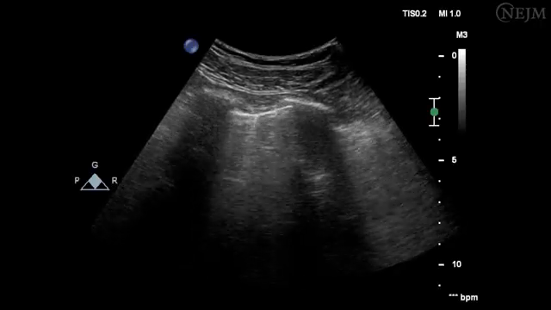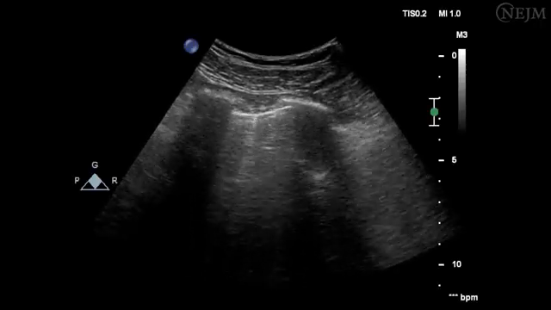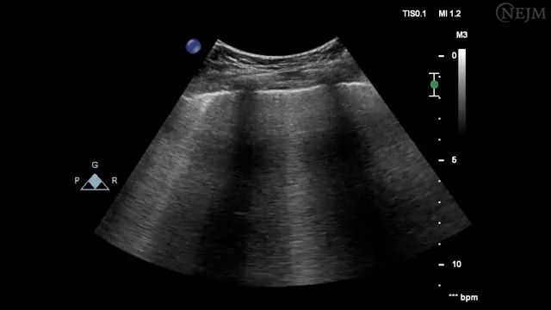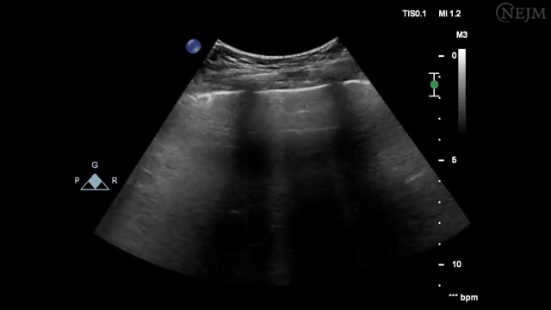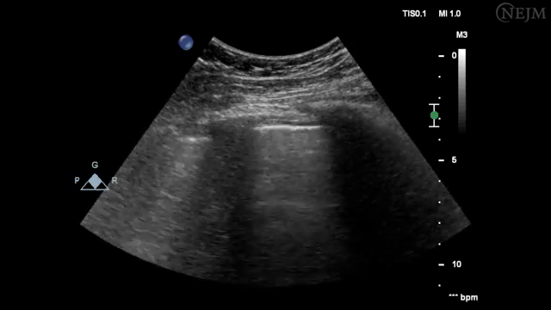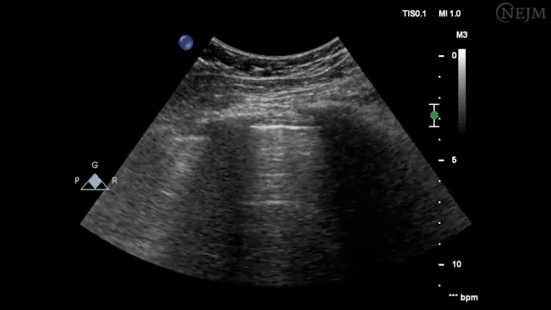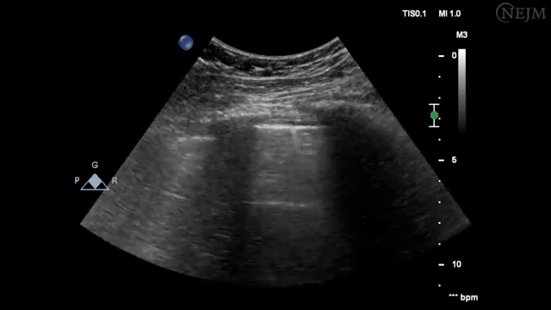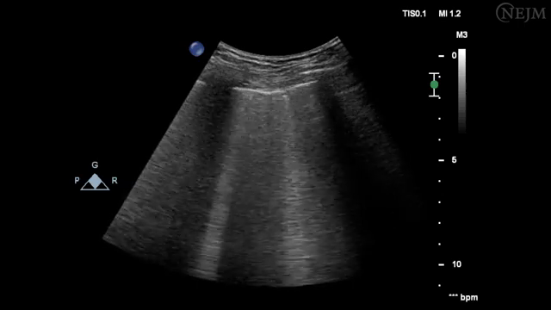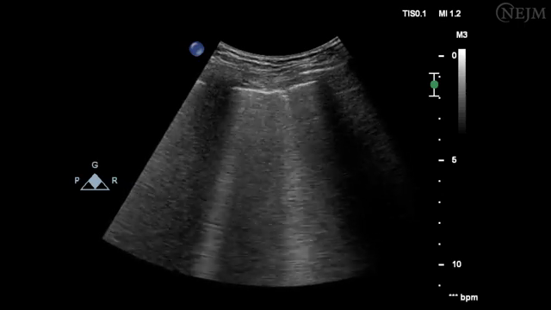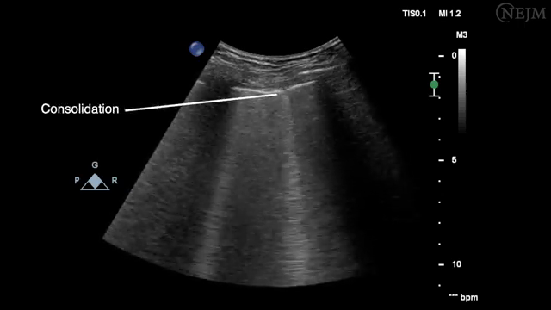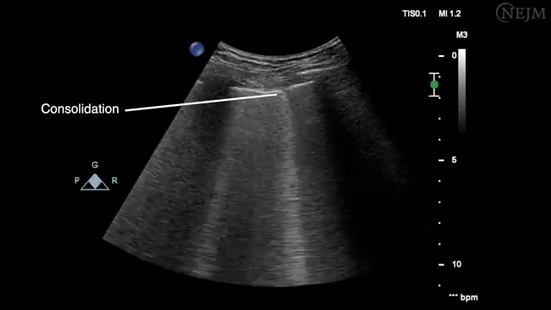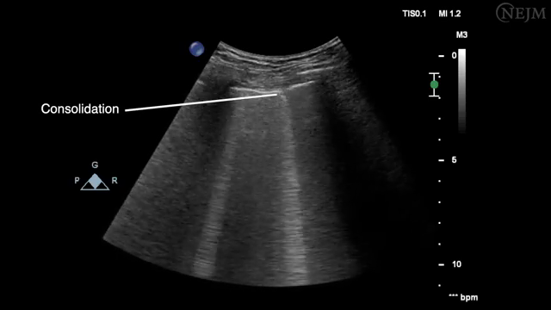The presence of 1 or 2 B lines per field can be normal, but the number of B lines will increase as interstitial disease progresses. Short, ill-defined artifacts that fade rapidly and do not move with respiration may not be of clinical relevance, and artifacts that do not extend from the pleural line may indicate the presence of subpleural consolidations rather than interlobular septal thickening.